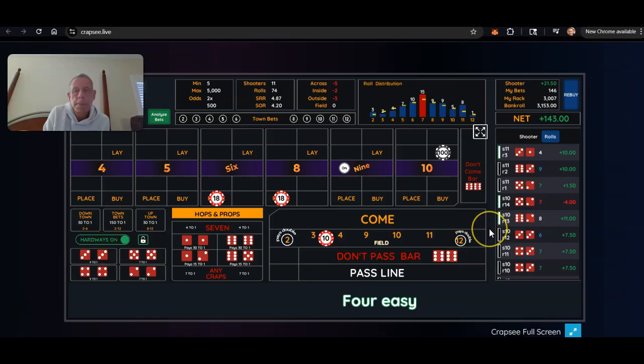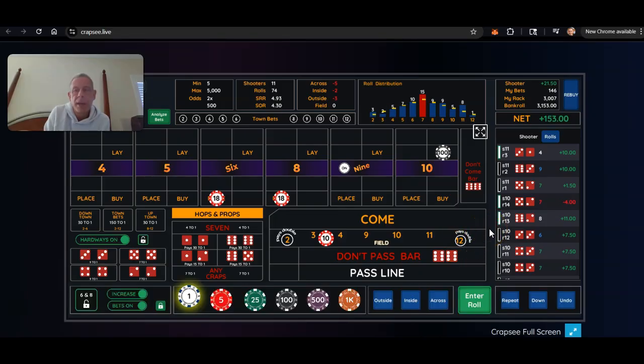4 easy. Oh, and by the way, guys, I'm doing this to keep getting the feeling for what's going on. But you know me. We were up over 200. I probably would have easily quit there. So I am not showing you that I would be playing this long. All right, that was a field win.